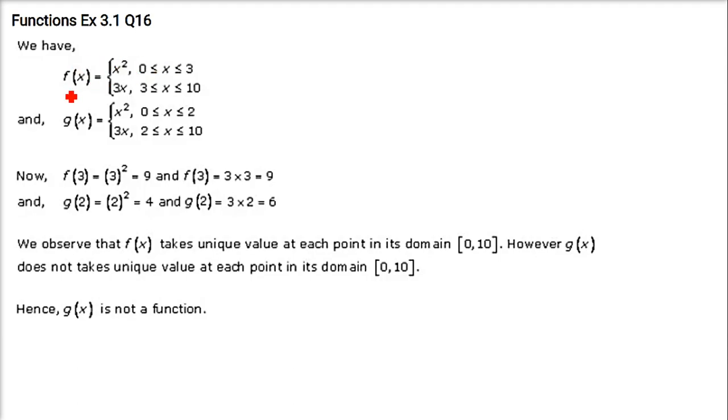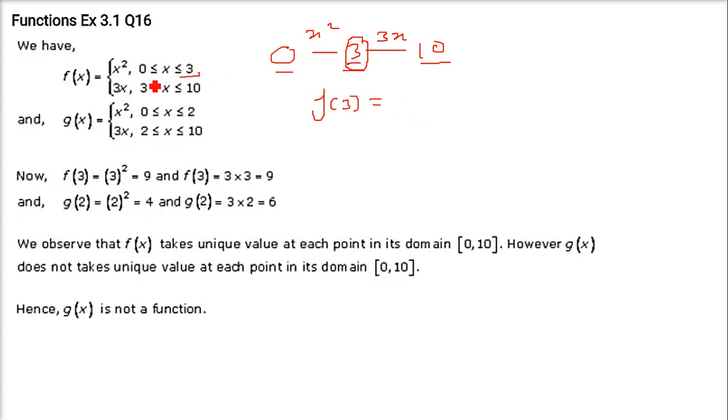Now a function is defined like this. f(x) is defined by f(x) equal to x square when x is between 0 and 3, so 0 and 3 are inclusive. When x is from 3 to 10, we'll use 3x, and 3 is inclusive here also. Same thing for g(x). First let us find out for f(x). We have to show that f is a function and g is not a function. So let's check whether f is a function, at the border value 3.